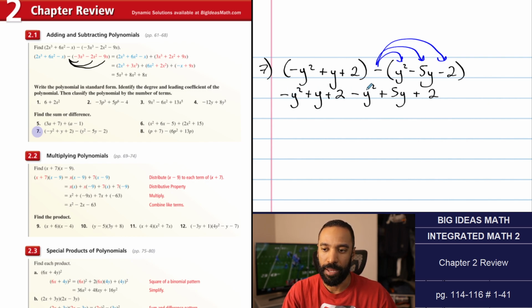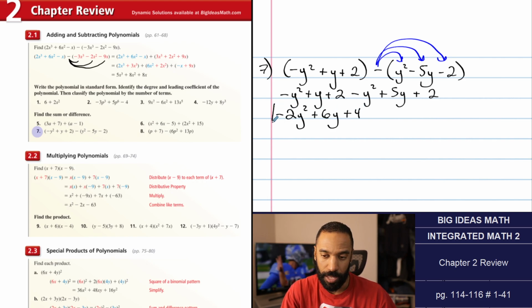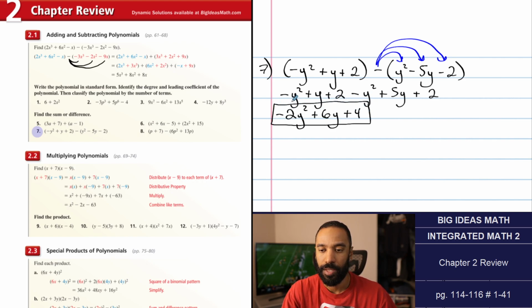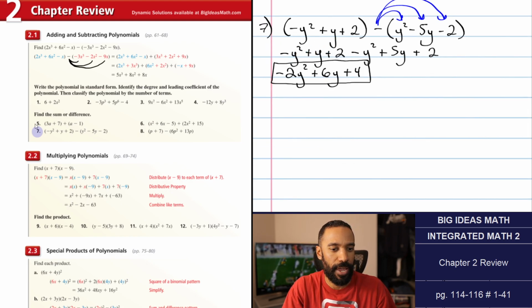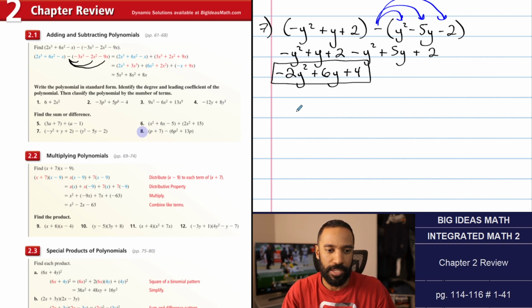Negative y squared minus y squared, negative 1 minus 1 is negative 2. So we get a negative 2y squared. y plus 5y is 6y, and 2 plus 2 is 4. If anything did cancel and become 0, then you don't need it. That's another quadratic trinomial.